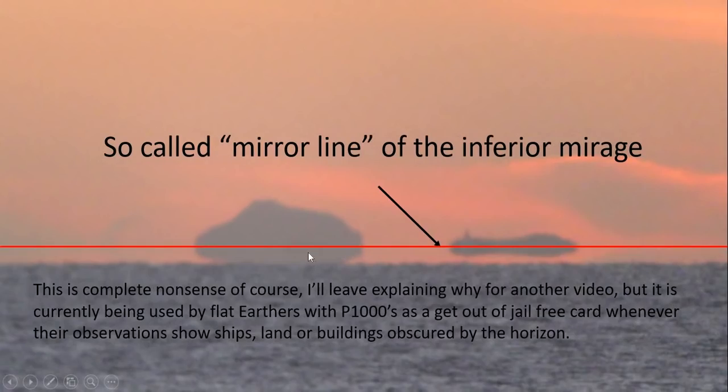Of course, it's complete nonsense to claim such a thing, but I'm going to leave explaining exactly why that's complete nonsense for another time, another video, possibly even somebody else to do. But this excuse is currently being used by flat earthers, especially those with their brand new P1000s, as a kind of get out of jail free card, or a fig leaf, if you prefer. Whenever their observations show ships, land, or buildings being obscured by the horizon, they simply claim that what we're seeing is the effect of an inferior mirage.